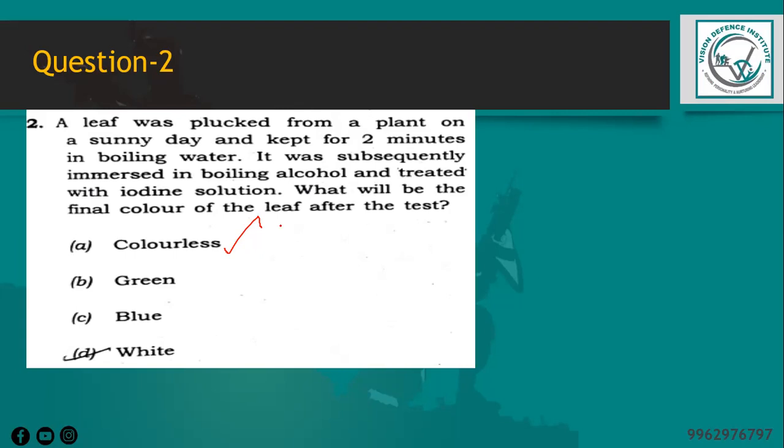Again, the boiling alcohol treatment would have removed any remaining chlorophyll. Then it leaves behind only the other pigments, right, which are colorless or may appear brownish in nature. The iodine solution is used to test for the presence of starch in the leaf, which would appear as a blue-black color. However, the leaf is only immersed in the boiling alcohol and it is not boiled. So it is unlikely to have enough starch present in it. Therefore, the final color of the leaf after the test is most likely colorless.